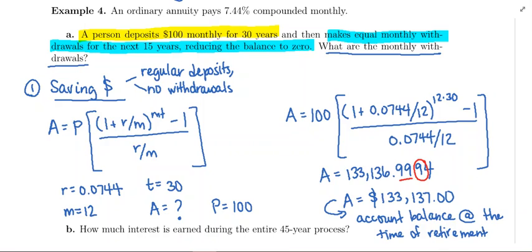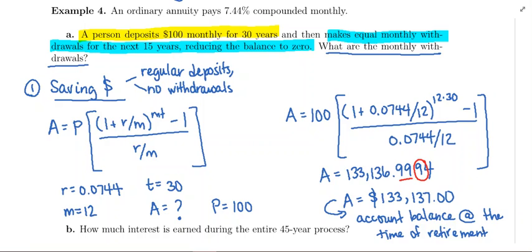So where do we go from here? We know that after 30 years, this person has built up a nest egg of $133,137. At this point they retire, so they are no longer contributing to their retirement account. Those $100 deposits have stopped. So now they're going to live off of this nest egg. This $133,137 is the nest egg that these monthly withdrawals will come out of.